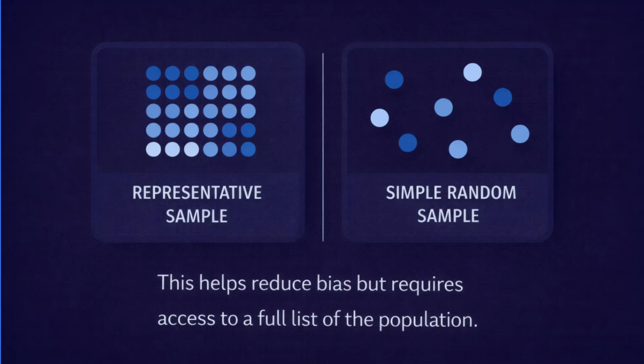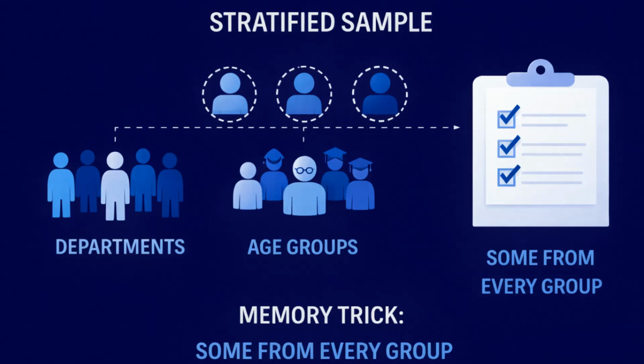A simple random sample gives every individual an equal chance of being selected. This helps reduce bias but requires access to a full list of the population. A stratified sample divides the population into groups based on a characteristic such as department, age group, or class year. A random sample is then taken from each group. A helpful memory trick is that stratified sampling means some people from every group. This method is used when representation from all groups is important.